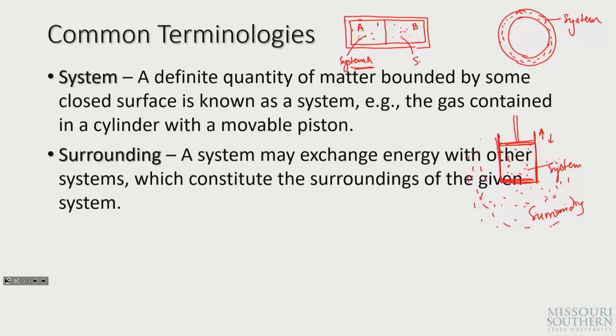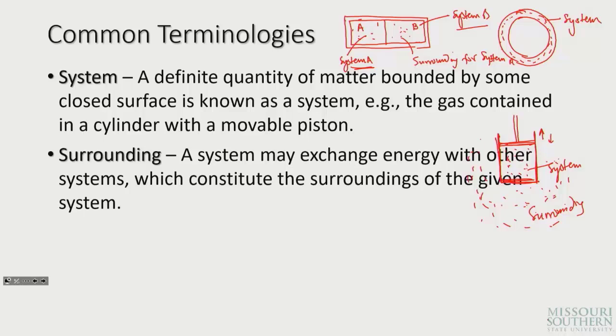Okay, so this would be the surrounding for system A. Likewise, you can call B a system, system B, but for system B, A would be the surrounding. Okay, so anything that is outside the boundary of the system is the surrounding.